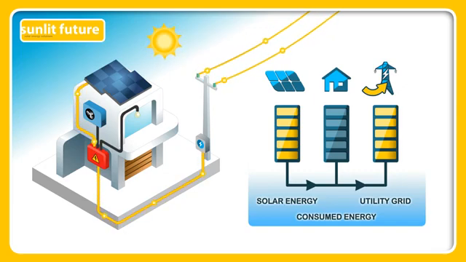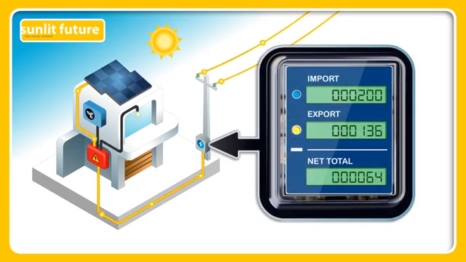You will be compensated for the electricity you export to the grid. The newly installed bidirectional net meter records the exported and imported electricity. The consumer is presented a bill at the end of a billing cycle. The total bill amount is the amount of imported electricity reduced by the amount of exported electricity. The result is shown in the net total display.